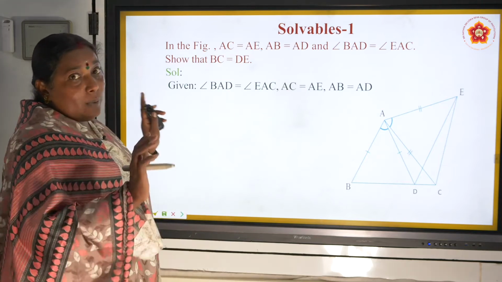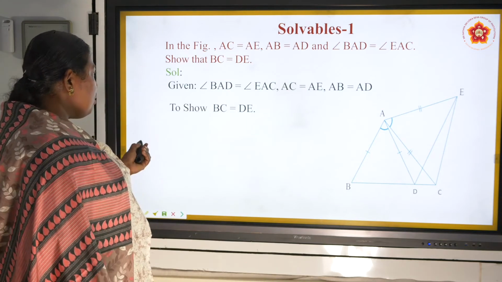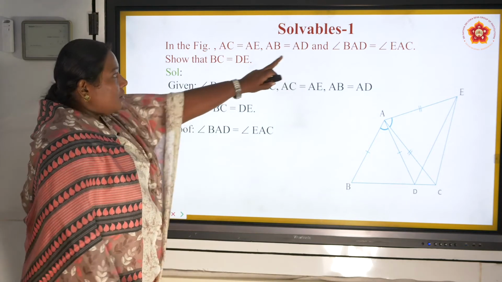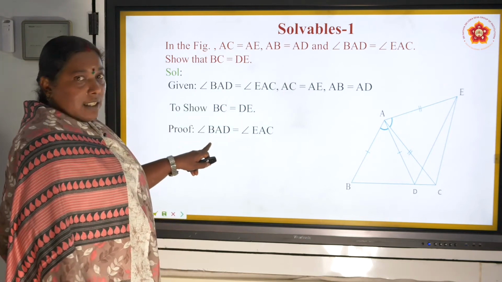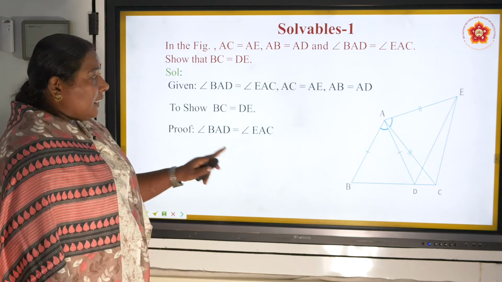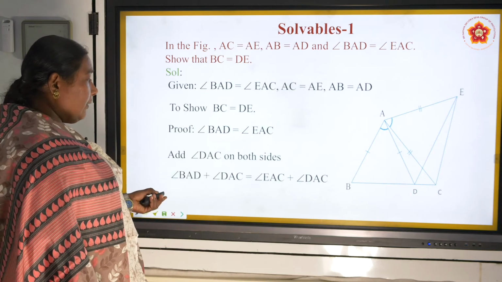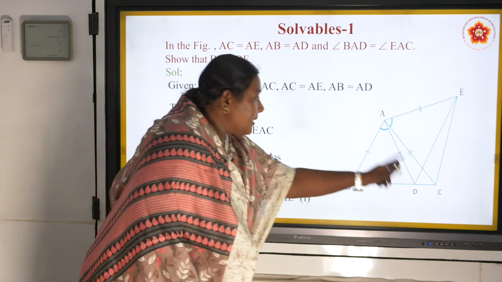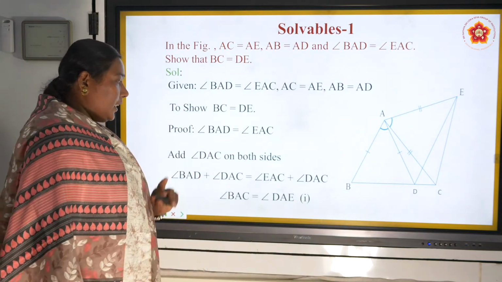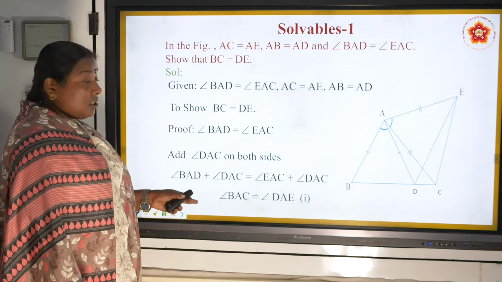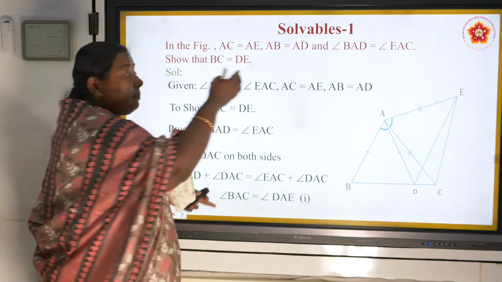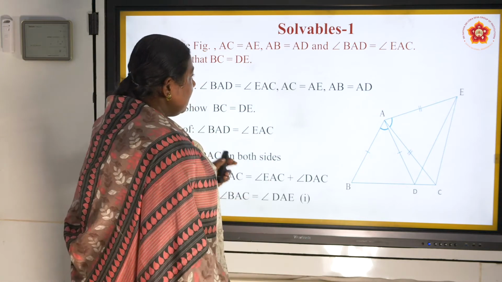Always start with given, to show, and proof. So first they have given BAD is equal to EAC. In that, what am I going to add? DAC on both sides. Then what will I get? BAC is equal to EAD. That means DAE as well. So this is my first result, which I can tell by seeing the diagram itself.